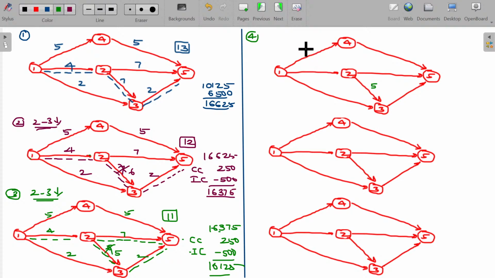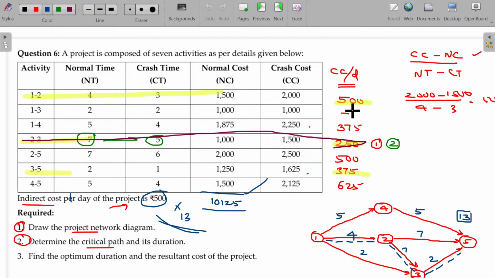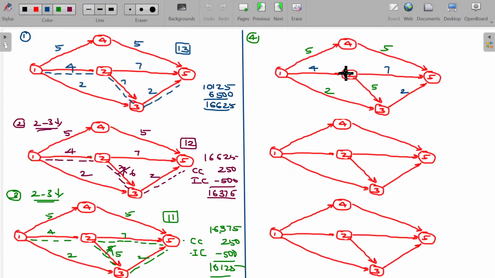And 1 to 4 has no logic to reduce because it's non-critical. 4 to 5 also non-critical. You no need to bother about these three. And even 1 to 3 also non-critical. Now what happens here? You have 4 days here, 7 days here, 2 days here, 2 days here. Now what to be crashed? If I want to crash 1 and 2, it costs me 500 rupees.